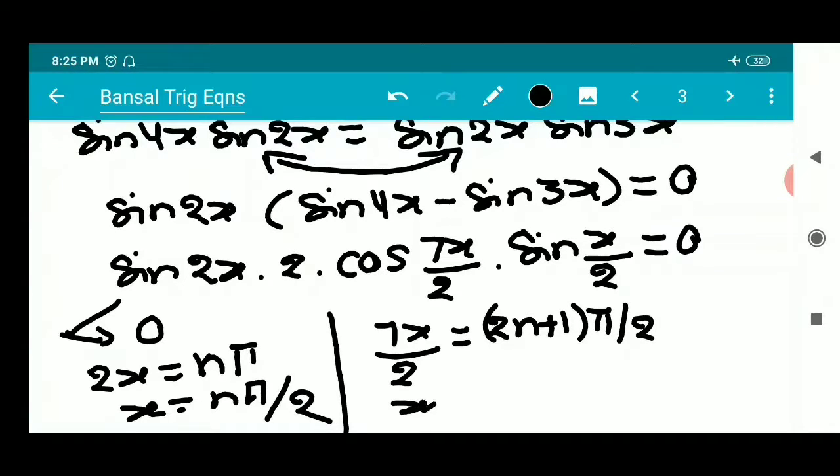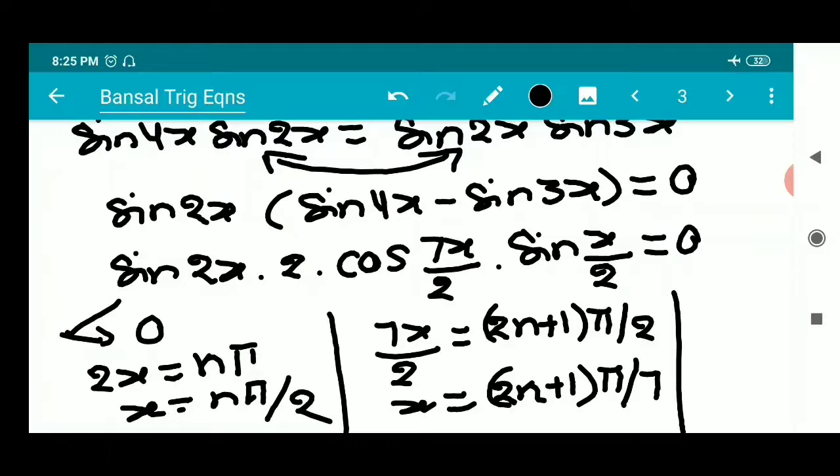So x is equal to (2n plus 1) pi by 7, and sin(x/2) equals 0, so x by 2 should be equal to n pi, that is x is equal to 2n pi. So these are the required solutions, where n belongs to integers.